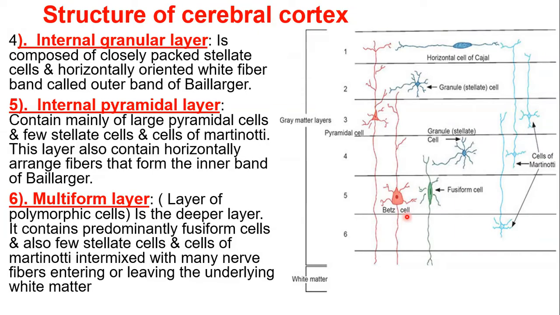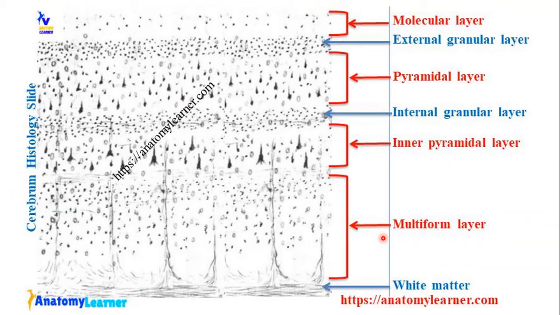The last one is the multiform layer of polymorphic cells. It is the deeper layer. It contains predominantly fusiform cells and also a few stellate cells and cells of Martinotti. So these are the 6 layers present in the cerebral cortex, containing different types of cells.